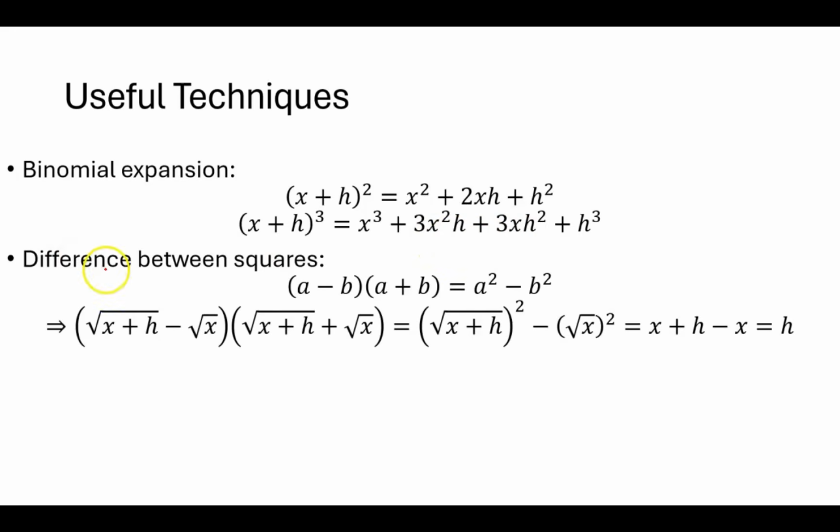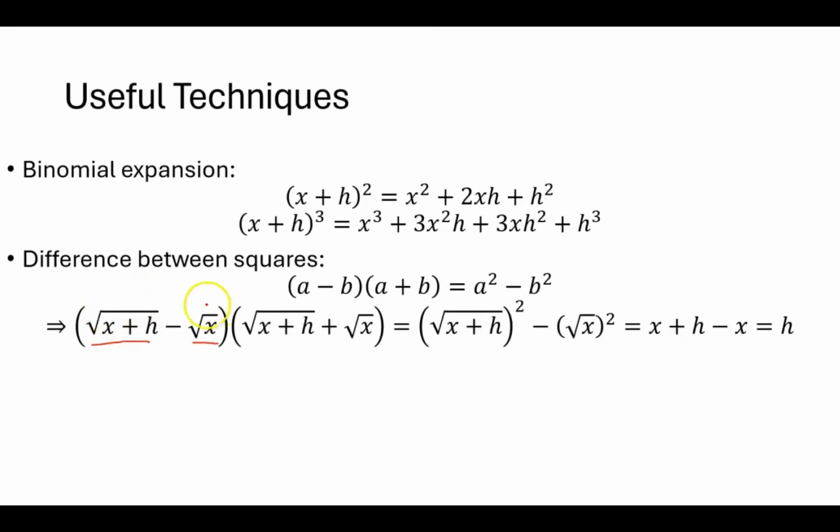And next one is difference between squares. So this again tells you that if you have a minus b times a plus b, then the result will be a squared minus b squared. This is particularly helpful when you have square roots in your f of x. So for example, if you have f of x just equal to square root of x, then as I said before, your f of x plus h will be square root of x plus h.